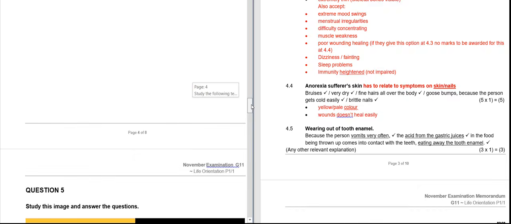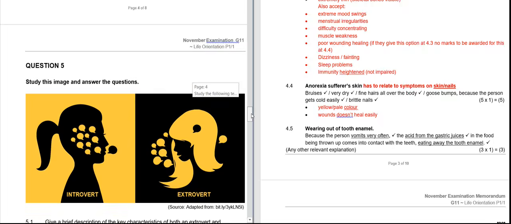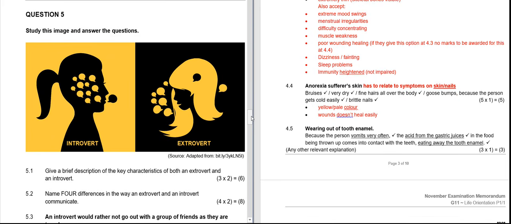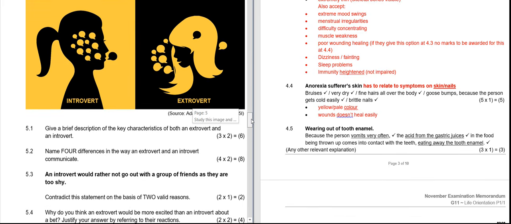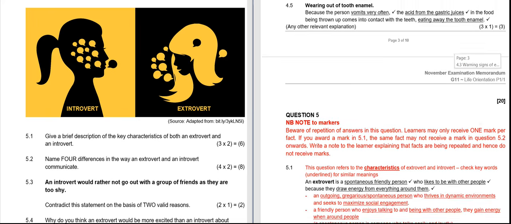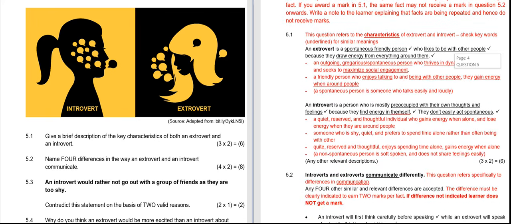So I'm moving on to the next section, which is going to be our question 5. You have to study the image and answer the questions. We have an introvert and an extrovert. So 5.1 to 5.3, possible answers. We have 5.1 and partly 5.2.